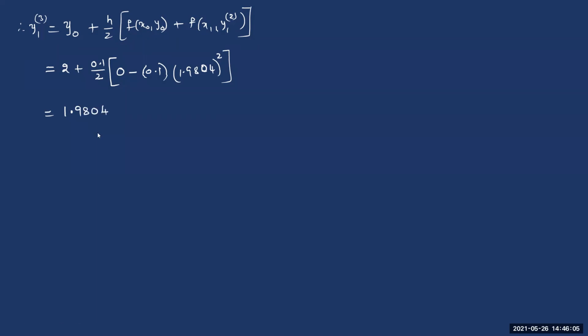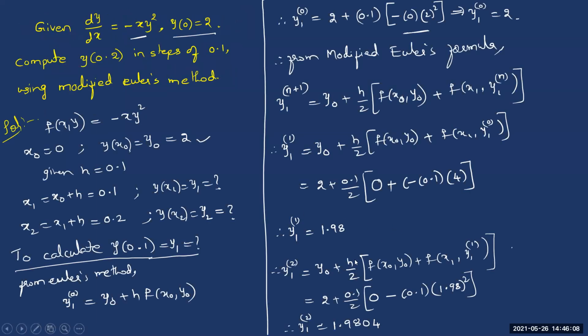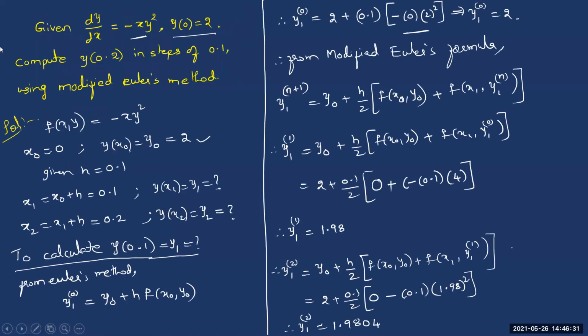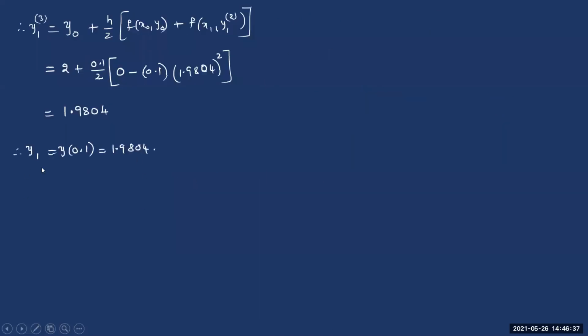Now you see, we got the same values in both the second and third approximations. That's how you can understand. Since you got 4 decimal accuracy, you can stop here, and therefore y1, or else y at 0.1, is equal to 1.9804. Recall the question. We were actually asked to calculate y at 0.2, but we got y at 0.1 now. So only half of the problem is finished. Still another half remains, so let me just continue this.